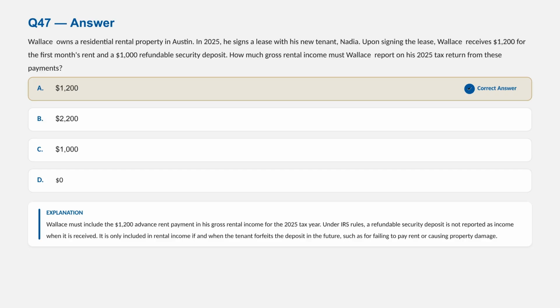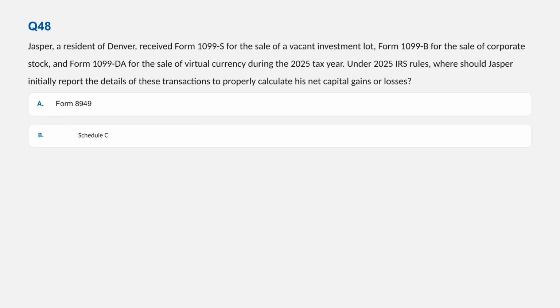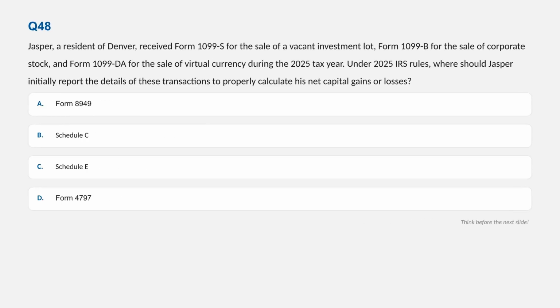Great, now let's move to our next question. Alright, let's move to question 48. Jasper, a resident of Denver, received Form 1099-S for the sale of a vacant investment lot, Form 1099-B for the sale of corporate stock, and Form 1099-DA for the sale of virtual currency during the 2025 tax year. Under 2025 IRS rules, where should Jasper initially report the details of these transactions to properly calculate his net capital gains or losses? A. Form 8949, B. Schedule C, C. Schedule E, D. Form 4797.